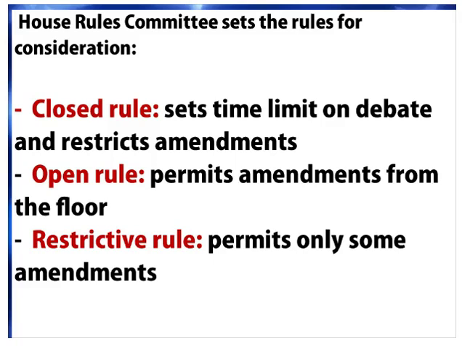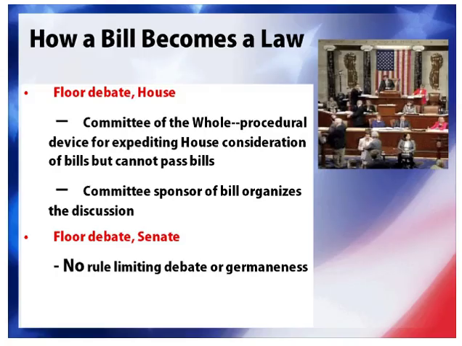And then restrictive rule is permitting some things and really clamping down on the time and the amendments and that sort of thing. And that's probably one of the most popular that we see, the Rules Committee basically pulling rank on the bill and how much time is given to it, and what types of amendments can be submitted for it. So the committee of the whole is the idea that you're going to debate it as the entire body. Obviously, that's very procedural in nature.